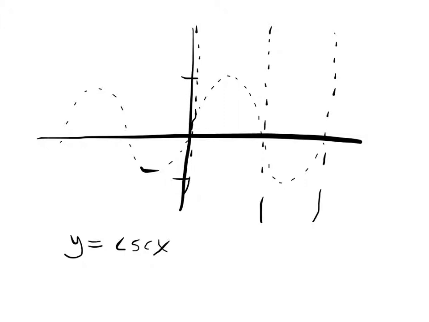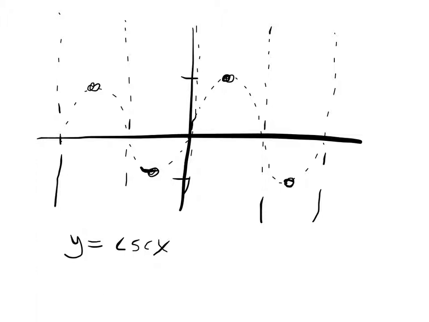So where the sine function is 0, that gives me asymptotes. And then I simply want to say, hey, what's the reciprocal of my y values here? Well, the reciprocal of 1 is 1. The reciprocal of -1 is -1. Reciprocal of 1 is 1. So I know that the sine and the cosecant graph are going to share a set of points.